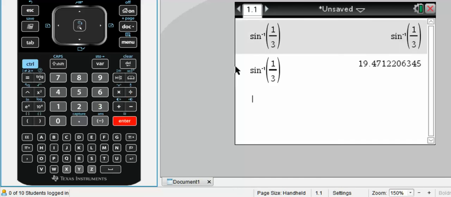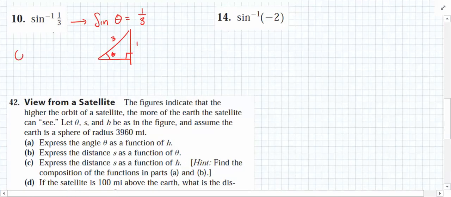If I press Control Enter, that will give me a decimal result. So 19.47122 looks like a pretty good answer. Theta is equal to 19.47122. Now my calculator is set in degrees right now, so this theta measurement is 19 degrees.